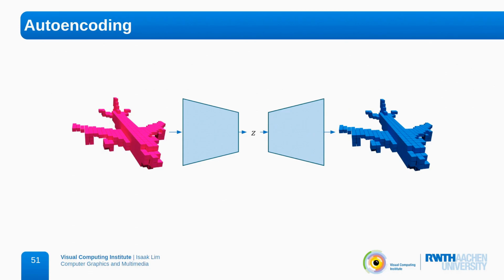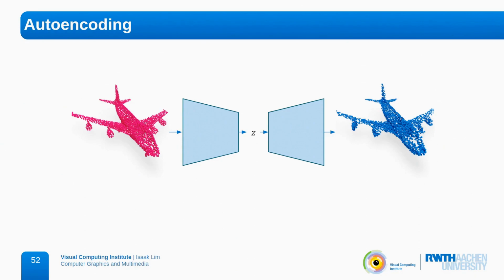On the other hand, if we consider point clouds as a representation for both the input and the output, our representations are highly unstructured.